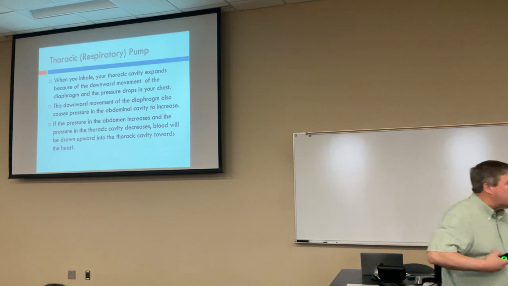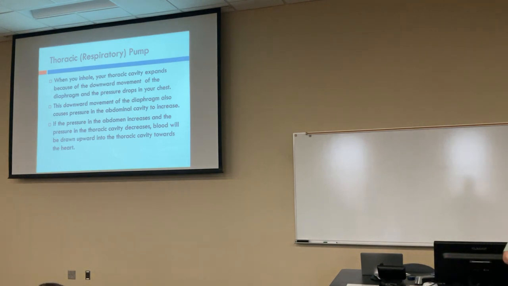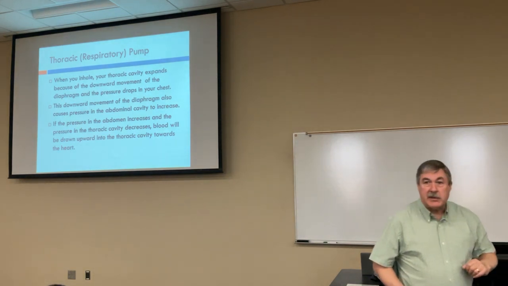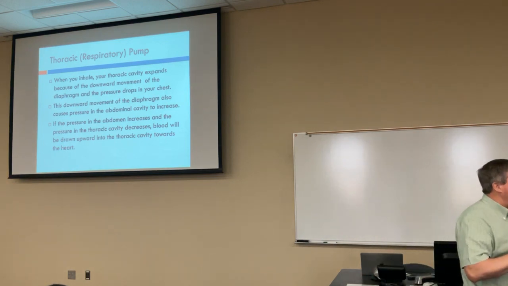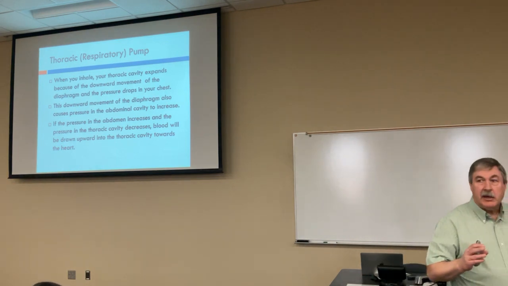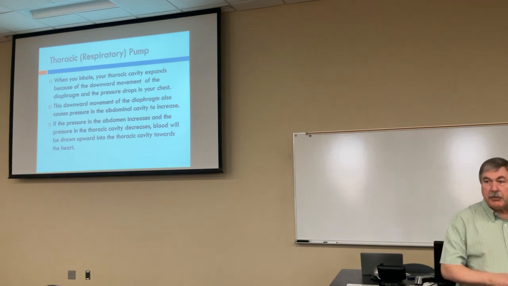In addition, your external intercostal muscles, which are attached to the top of your ribs, also contract. That helps to elevate your rib cage. So your rib cage is elevated, and the diaphragm drops down. That increases the volume of your thoracic cavity. Whenever you have an increase in volume of a closed space, that's going to cause the pressure to drop.